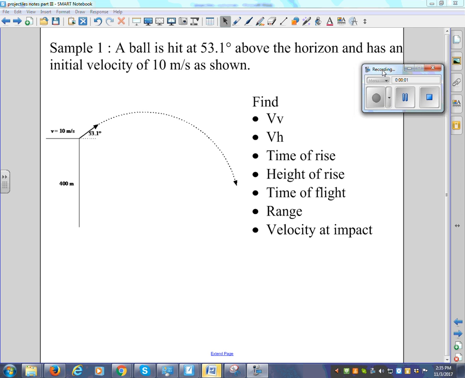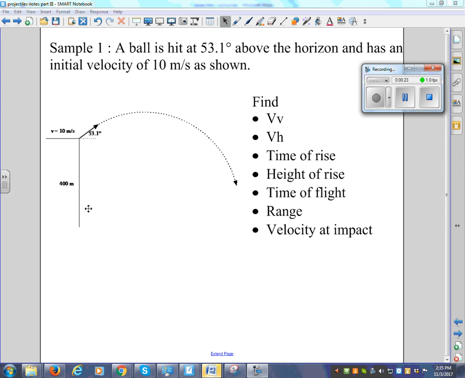Okay, sample number one. A ball is hit at 53.1 degrees above the horizon, has an initial velocity of 10 meters per second as shown, and it's on a whopping 400 meter high cliff. Giant cliff. You guys have the picture, don't you? Yeah. Okay, now you might say 53.1 degrees, that is really weird.